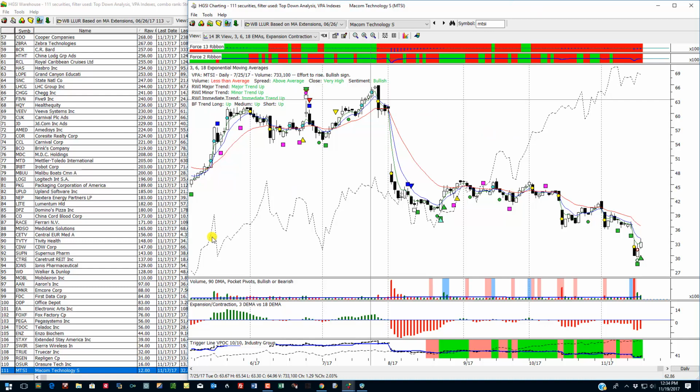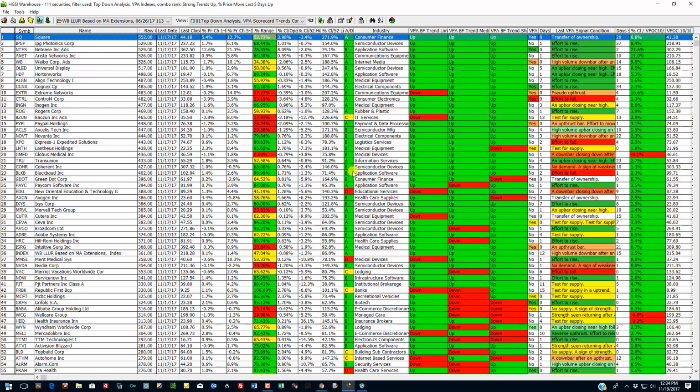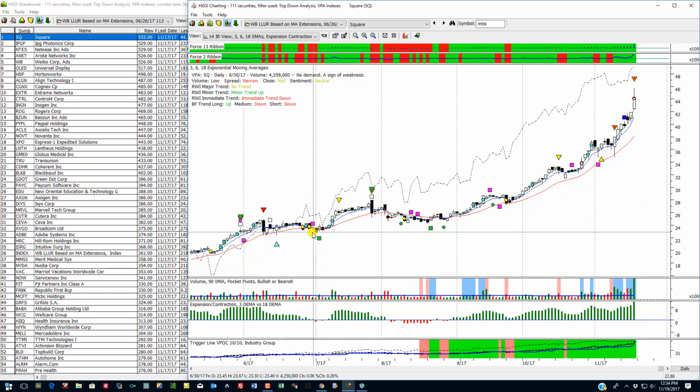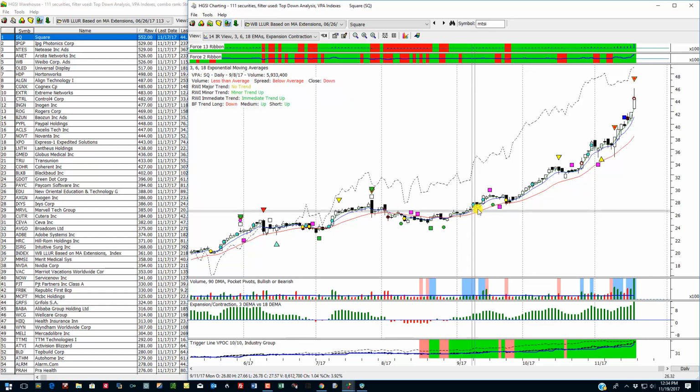So that's why I like to use hard stops. Now let's take a look at SQ, which has been a stellar performer. This is going back to 629 right in here. It was an LLUR stock at that point. It pulled back a little bit. Momentum picked up here, as you can see. Then it consolidated, and then it took off again.